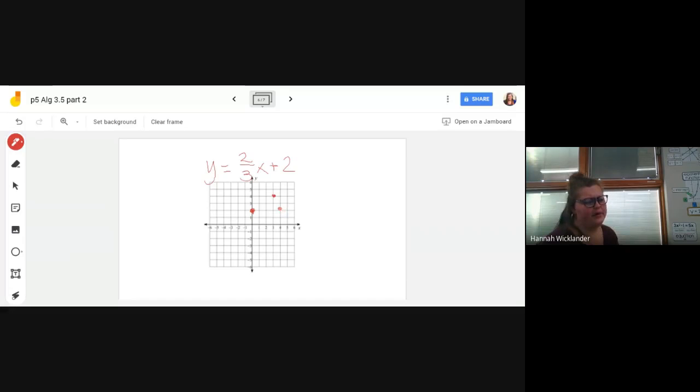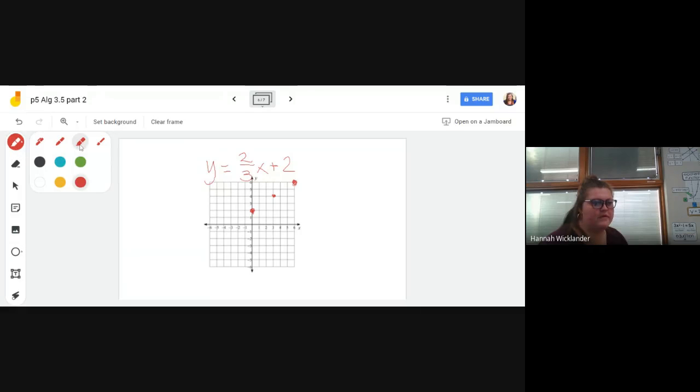And then I like to plot 3 points when I'm graphing just because it helps me make sure my line is correct. You technically only need 2, but I like to plot 3. So next, I'm going to do the same thing, up 2 over 3. So 1, 2, and then over 3, 1, 2, 3. So there is the graph. And now I'm going to draw a line through it.